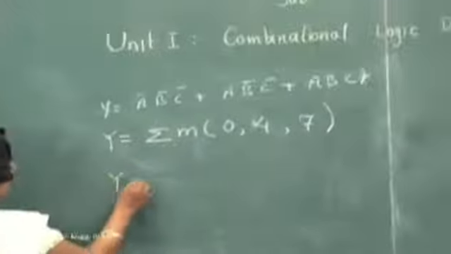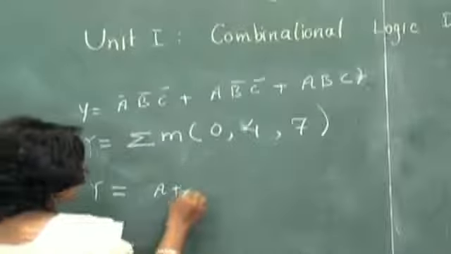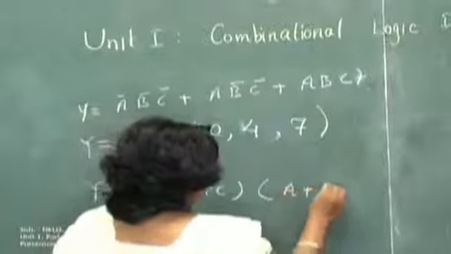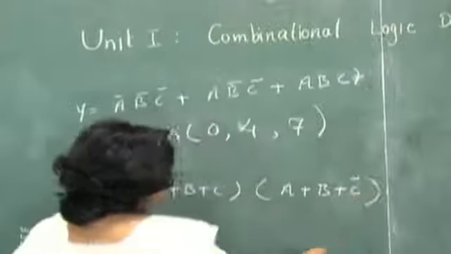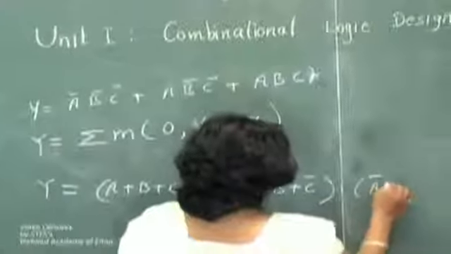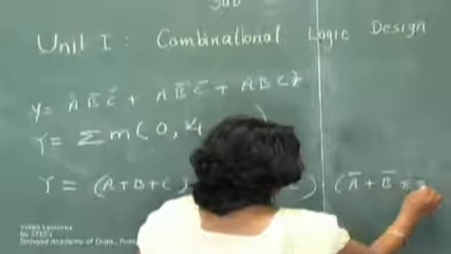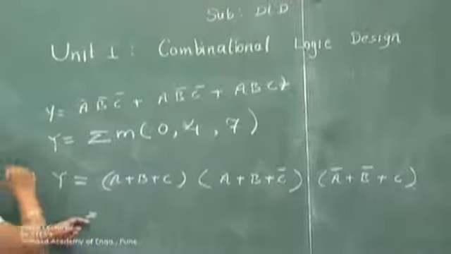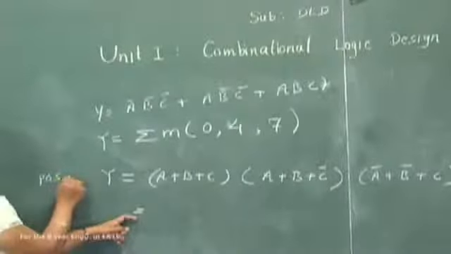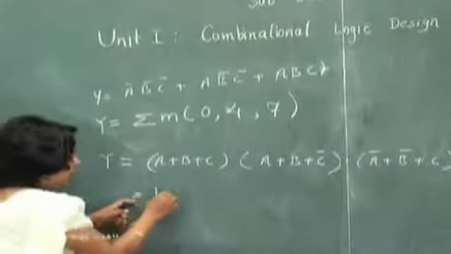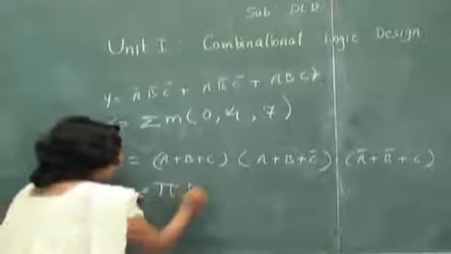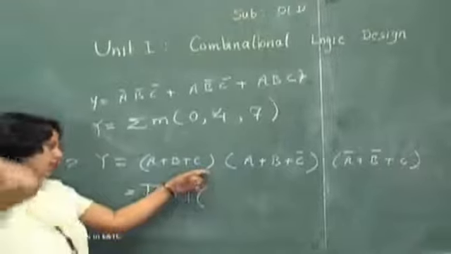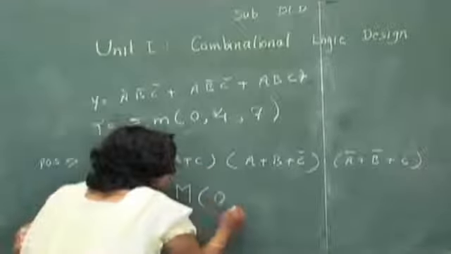So for example, for max terms, the equation can be written like this: A plus B plus C into A plus B plus C bar into A bar plus B bar plus C. So here A plus B plus C, again for POS form, this is a POS form which is standard. In the standard form, it will be represented by capital M. So A plus B plus C is nothing but capital M0, or you can write down only 0.